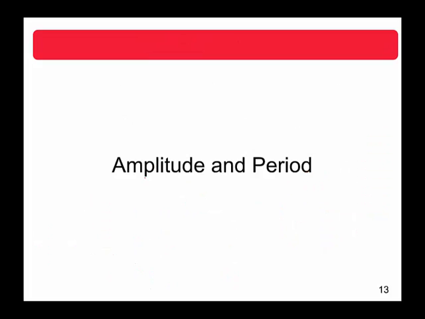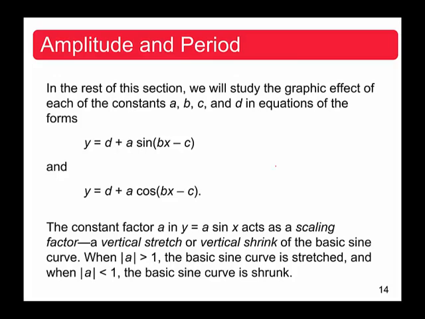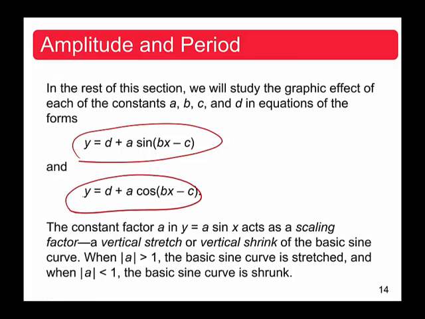Now amplitude, let's get into the amplitude and period in more detail. So let's say we have a model of the sine function y equals d plus a times sine of bx minus c, and for the cosine function y equals d plus a times cosine of bx minus c. And right here, if the absolute value of a is greater than 1, then we get a vertical stretch.